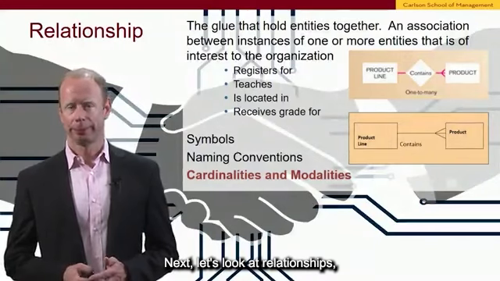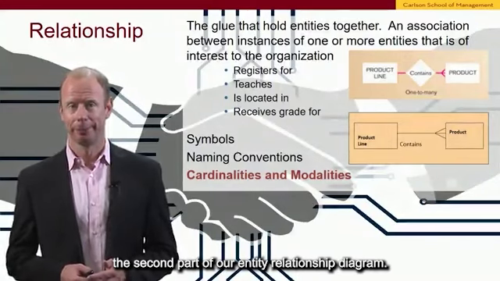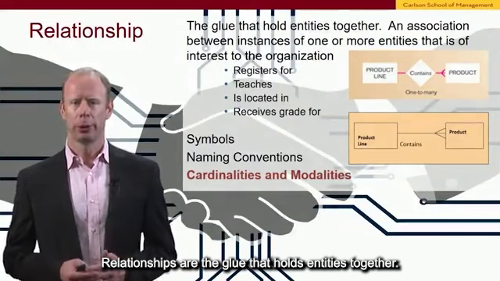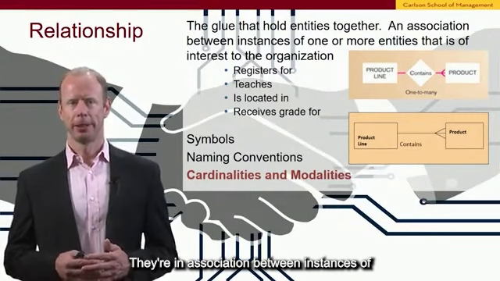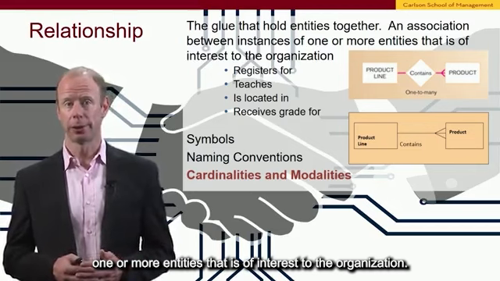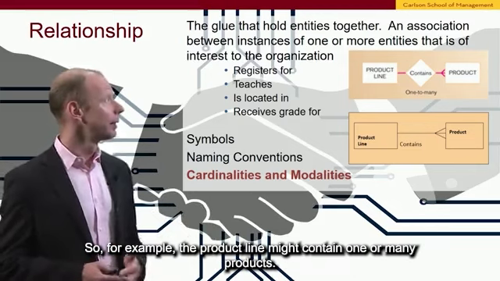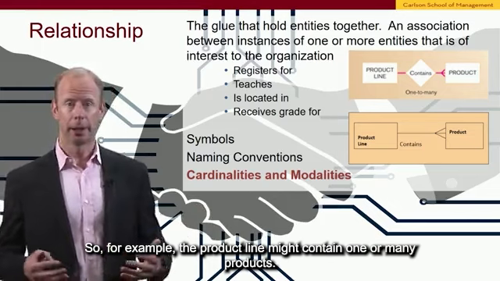Next, let's look at relationships, the second part of our entity relationship diagram. Relationships are the glue that holds entities together. They're an association between instances of one or more entities that is of interest to the organization. So, for example, a product line might contain one or many products.